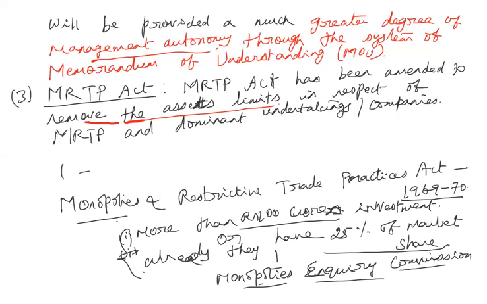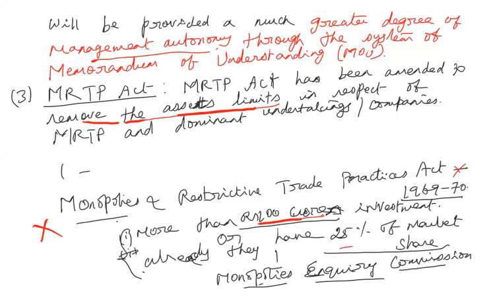So now this act, the Monopolies Act, is not there. That means, to remove the asset limits means even after having 100 crores also, they can still continue to expand in MRTP and dominant companies. So that's why the government has removed that asset limit. Asset limit was once upon a time 100 crores or whatever, this 25% of the market share. So now that has been removed.